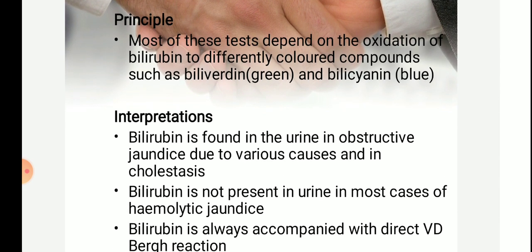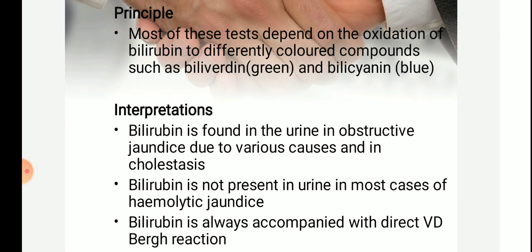Principle: most of these tests depend on the oxidation of bilirubin to differently colored compounds such as biliverdin, that is green, and bilicyanin, that is blue. Now what is the interpretation here? Bilirubin is found in the urine in obstructive jaundice due to various causes and also in cholestasis. Bilirubin is not present in urine in most cases of hemolytic jaundice. Bilirubin is always accompanied by a direct Vandenberg reaction. So this is how you interpret the presence of bilirubin.